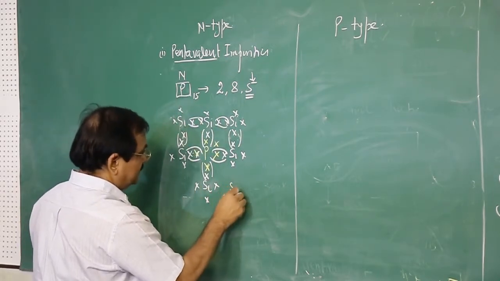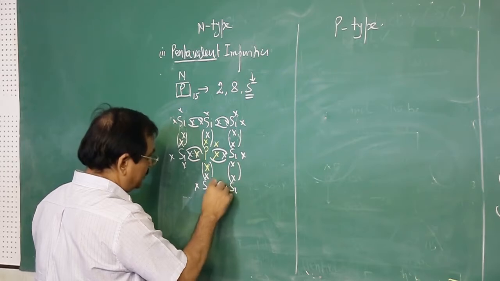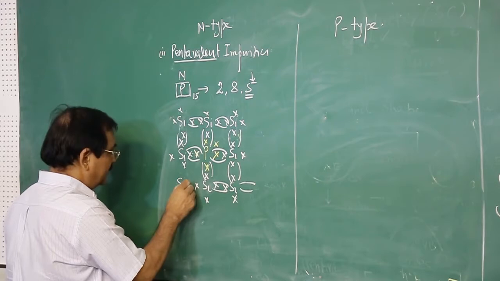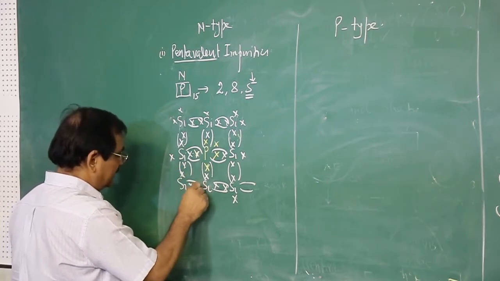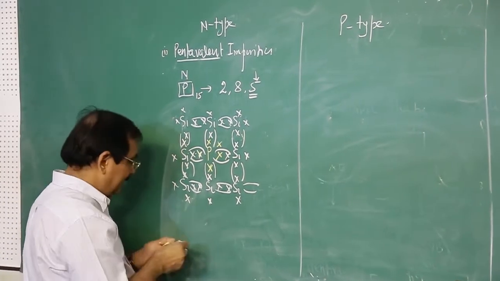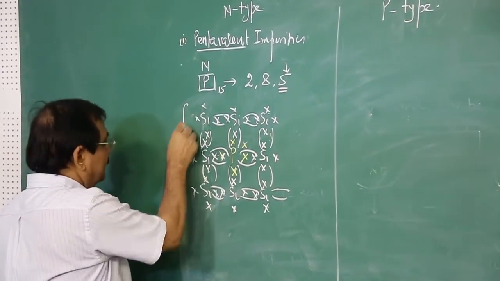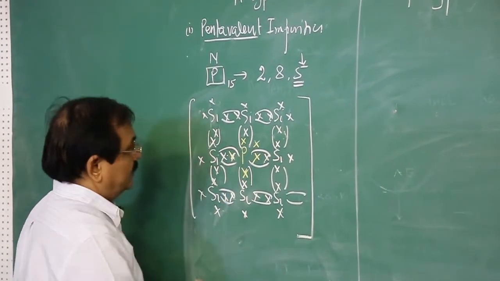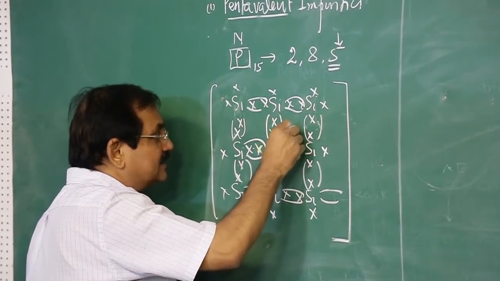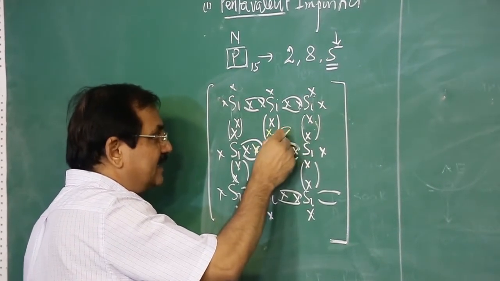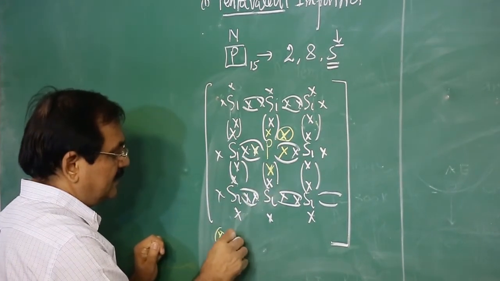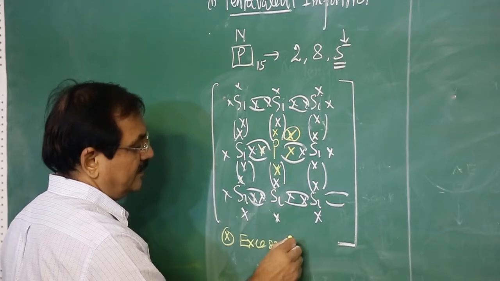This is the crystal structure of the N type semiconductor. Here a complete octet is there in this form. So, what will happen? In this crystal structure, this one is the excess electron.